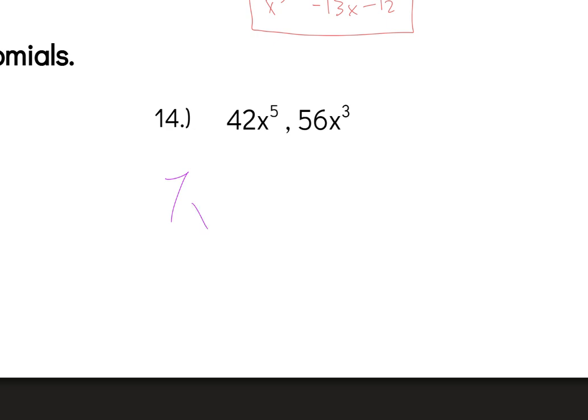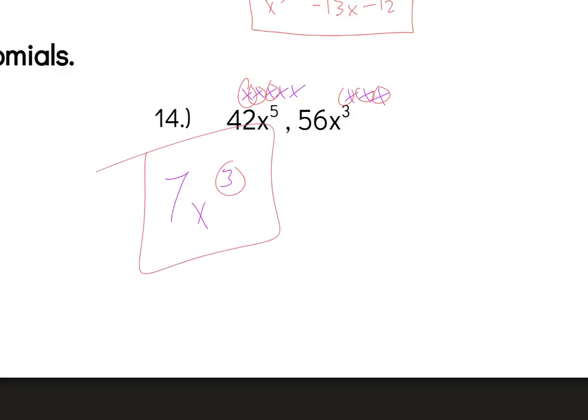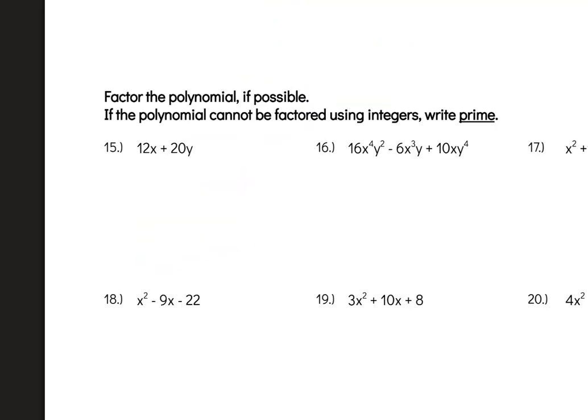So it's going to be 7x cubed. How come? That one has 5 x's. That one has 3, 1, 1, 2, 2, 3, 3, 3. There is your answer.